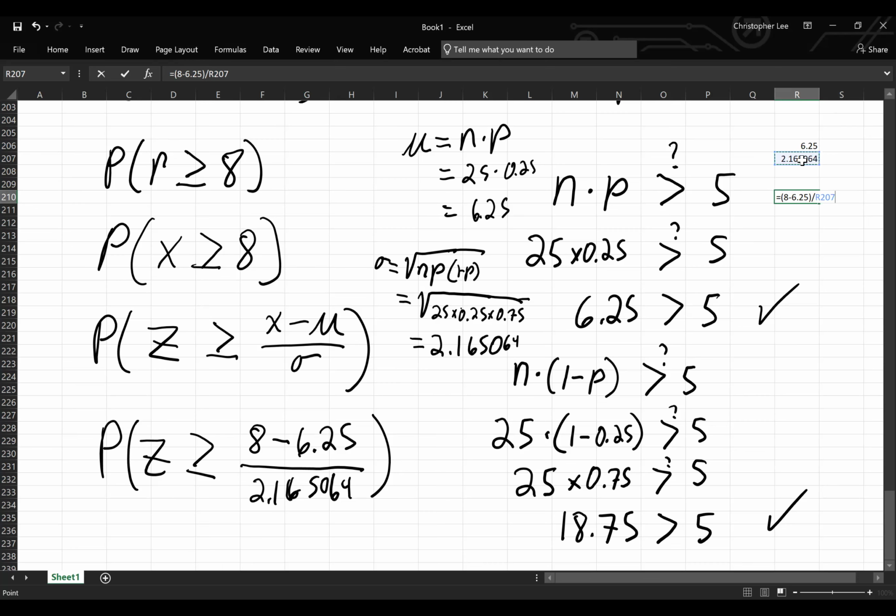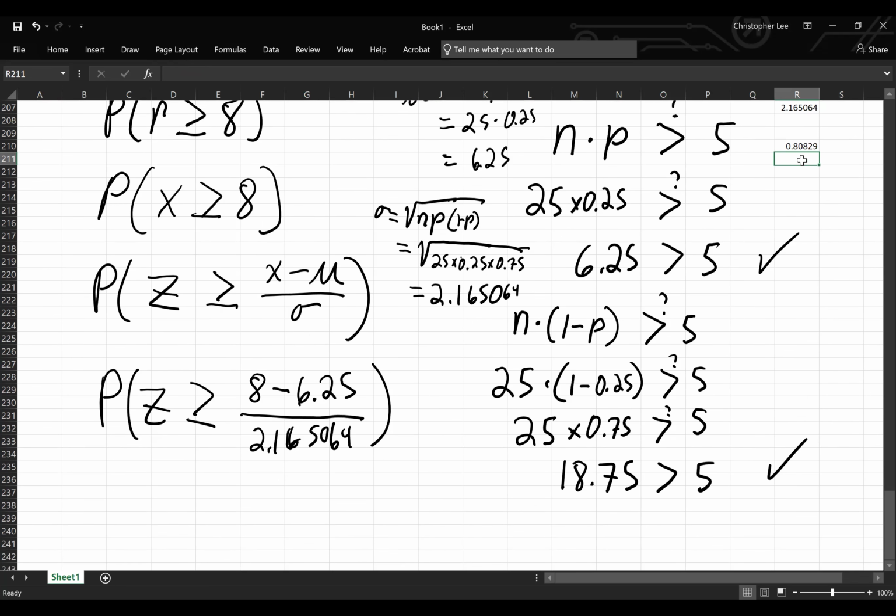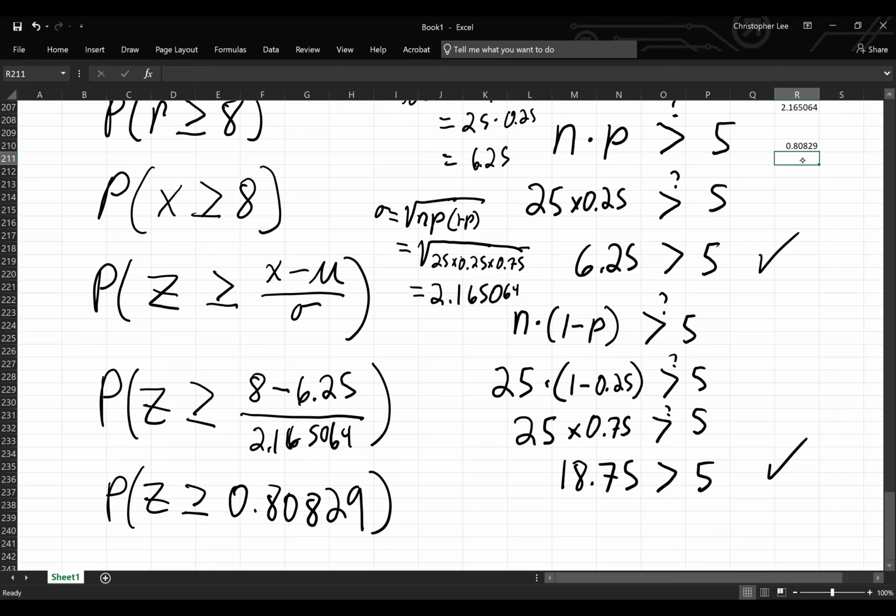How do you get that again? Second square root. Okay, now you got it? Awesome. So now I got the probability of Z is greater than or equal to, after I do all the math on this, 0.8829. Right?